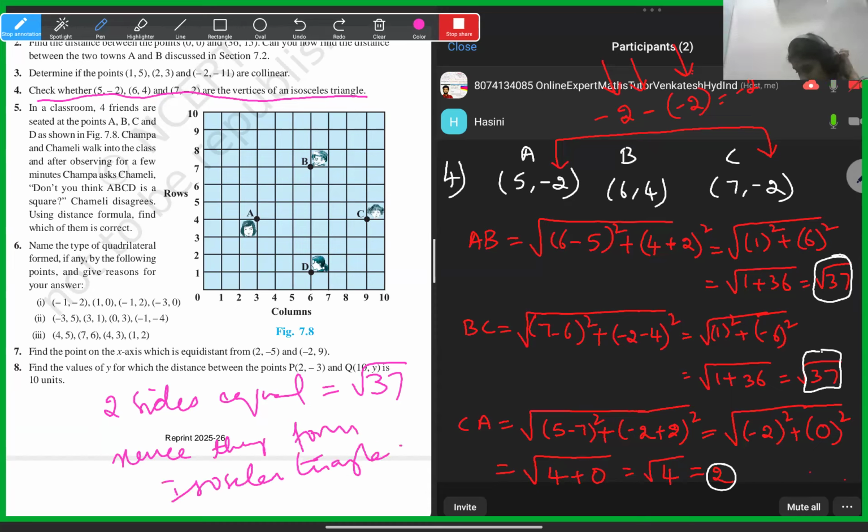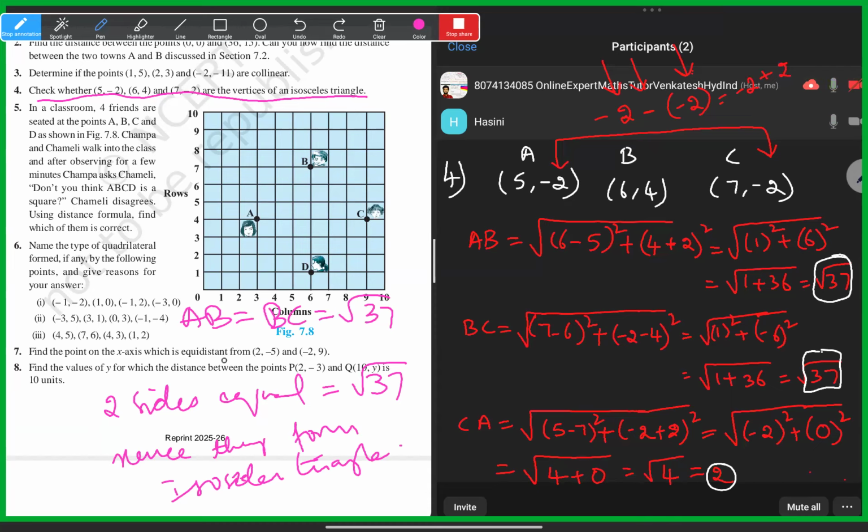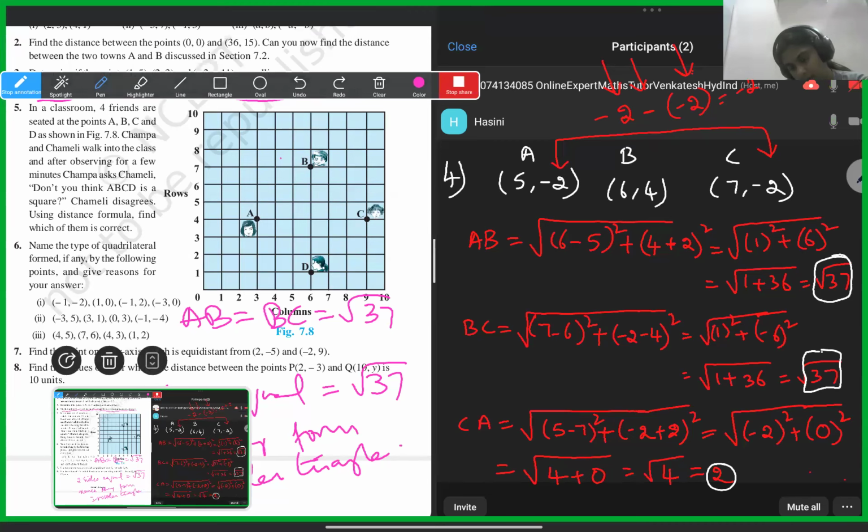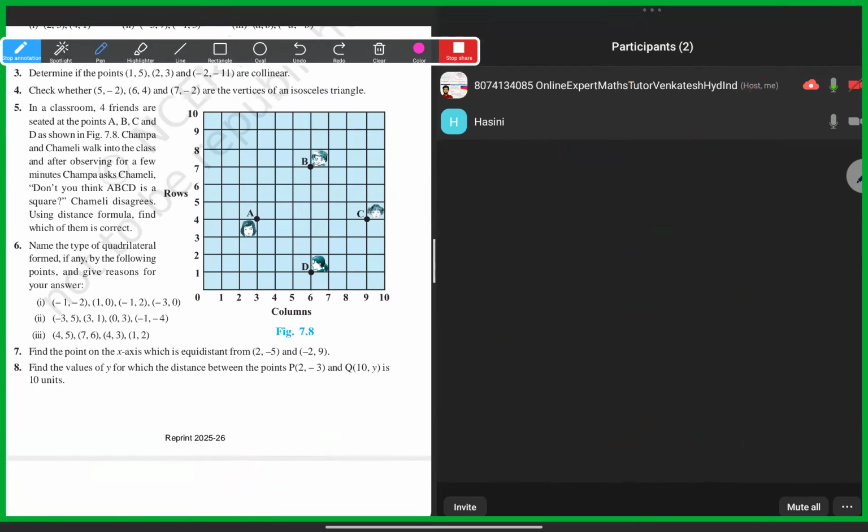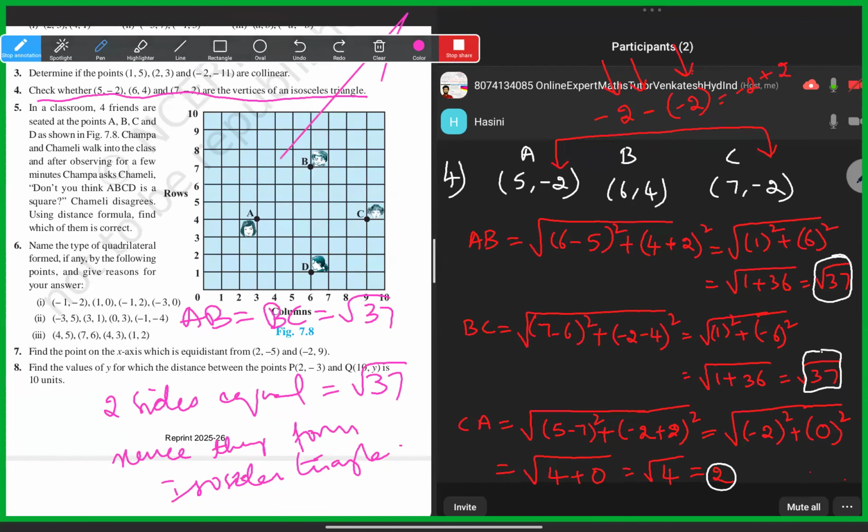Okay, Hasni? So we will say that AB is equal to BC is equal to root 37. Two sides are equal. Hence, they form an isosceles triangle. Hence, they are the vertices of an isosceles triangle. Okay, sir. Any doubt, Hasni? Shall I tell you? Yes, sir, you can take it. No doubt, sir. Okay, Hasni.